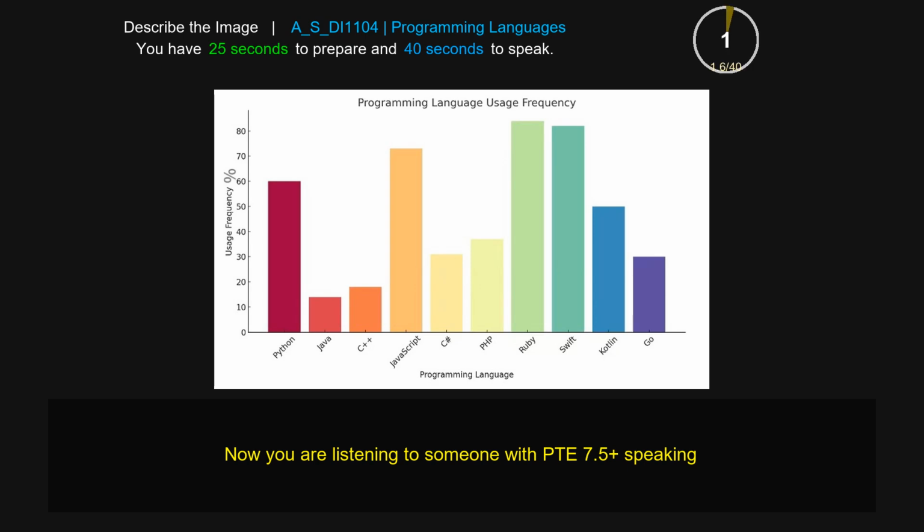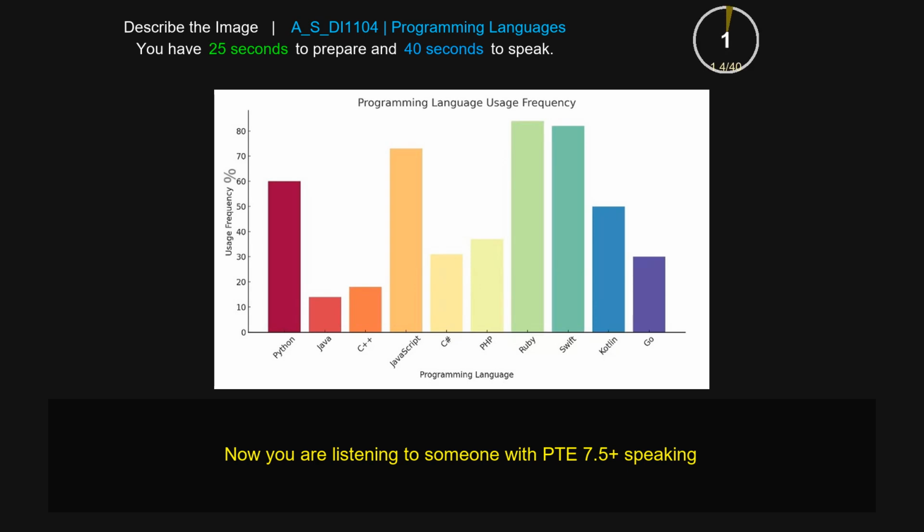This chart gives information about programming language usage frequency. From the picture, we can see that in C++, the value is 15, while the value of PHP is higher, which is 40. Moreover, the highest value is in Ruby, which is 85, and the lowest one is in Java, which is only 12. There is also information about Python, Kotlin, Go, Swift, and PHP. In conclusion, the picture provides information about programming language.